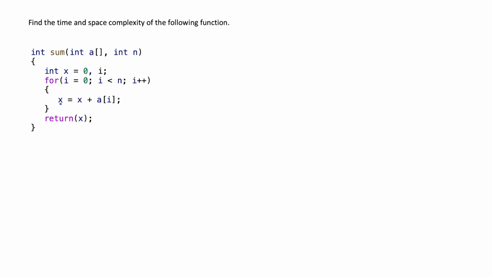Then we have a variable x getting updated with the previous value of x and the new value of A of i. Essentially, this for loop is computing the sum of all the elements of the array A. Then we are returning the sum to the calling function. And if you look at this particular function, you can see that this is the statement that is going to get executed depending on the value of n. The number of executions of this statement depends on the value of n. So this is only a for loop, so it will have a time complexity proportional to n, or the time complexity will be big O of n.